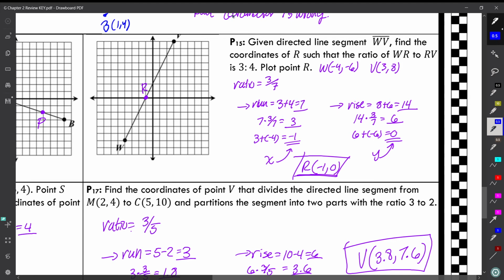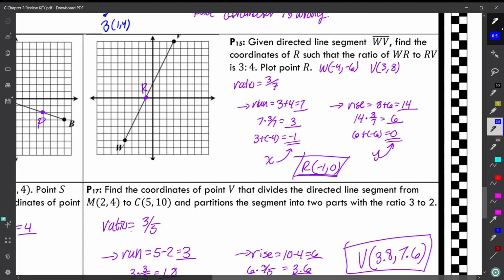So find your run. That's going to be 3 minus -4, which is just 3 plus 4, giving me 7. You take that and multiply by the ratio of 3/7. The 7s cancel, and you're just left with 3. Add that to your initial x-coordinate of -4 to get that the x-coordinate of point R is -1.